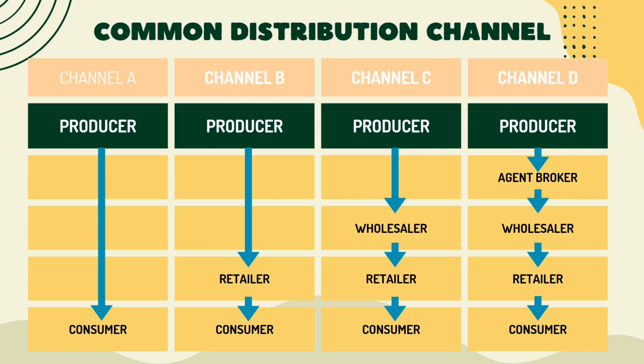Channel D. This is the most complex channel shown. It includes an agent or broker who facilitates the sale from the producer to a wholesaler. The wholesaler then sells to a retailer who sells to the customer.